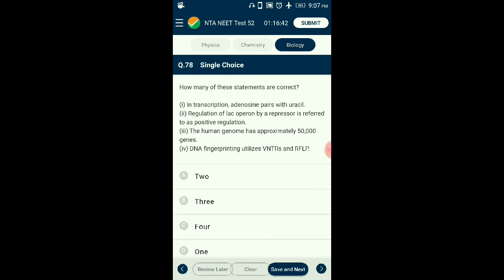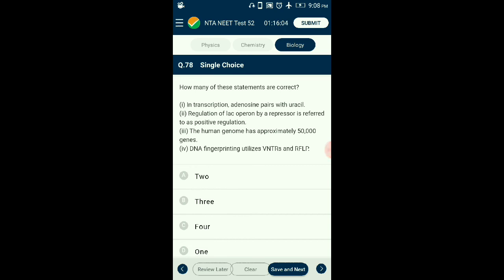Question number 78. How many of these statements are correct? In the transcription process, mRNA is synthesized from DNA as a template. In it, for making RNA, adenine of DNA pairs with uracil, as thymine is not part of RNA. DNA fingerprinting is the analysis of the minisatellites in the genome which are unique for the various organisms. It utilizes VNTRs and RFLP for the analysis.